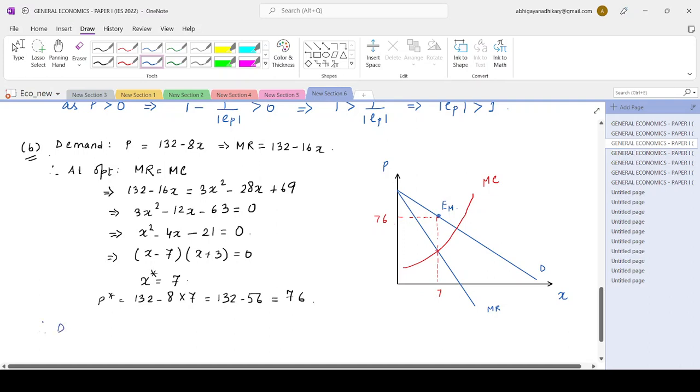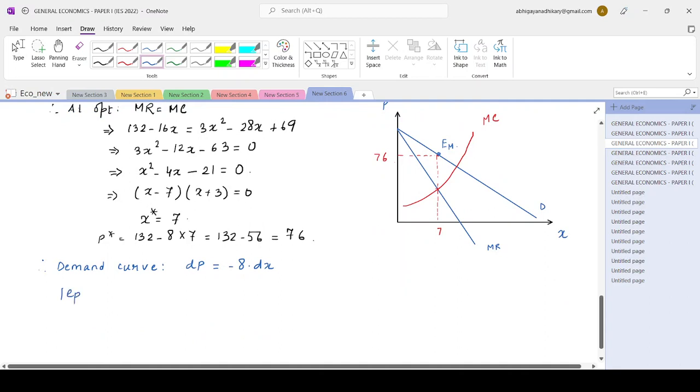Therefore, from the demand curve, we get dp equals minus 8 dx, right? And the absolute value of elasticity will be minus dx/dp into p by x. And we need to obtain this elasticity of demand at the optimal price quantity combination, that is p star, x star. So what is dx/dp? It's minus 1 upon 8. So that is minus of 1 upon 8 with the minus outside. P will get replaced by p star and this will get replaced by x star.